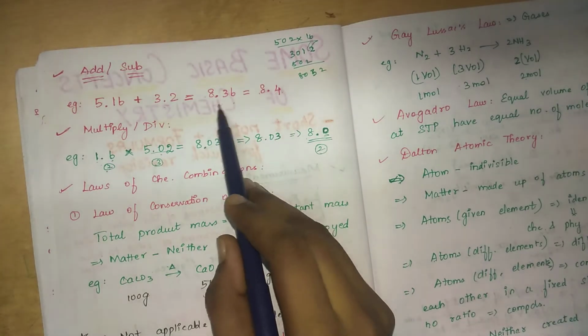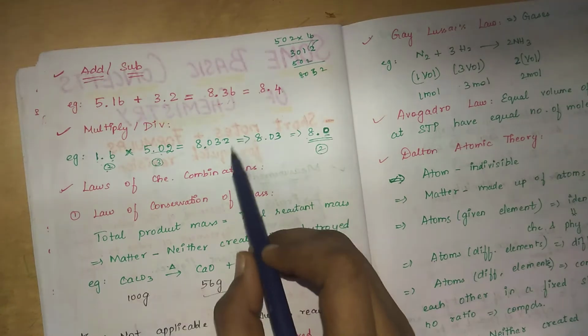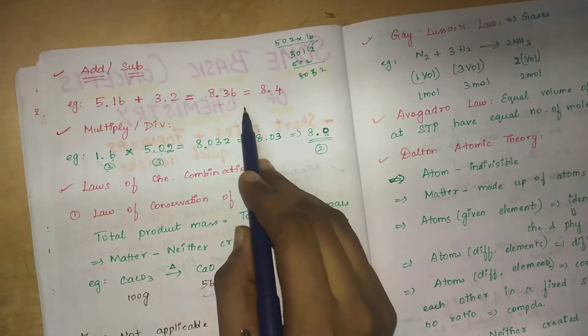Why have I added 1 here? The last number is 6, which is greater than 5. So the preceding number should be added with 1.